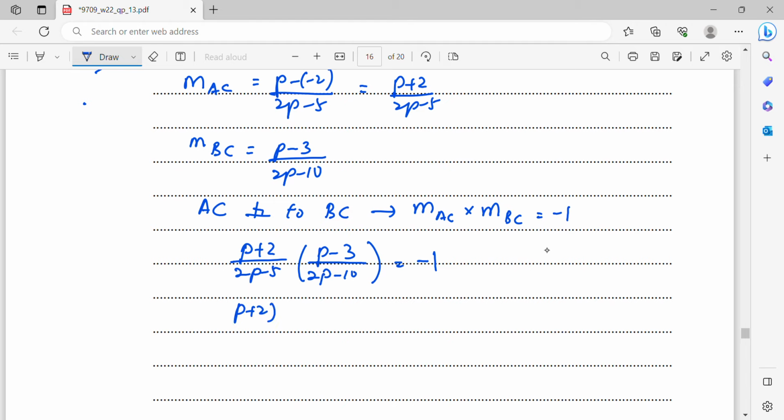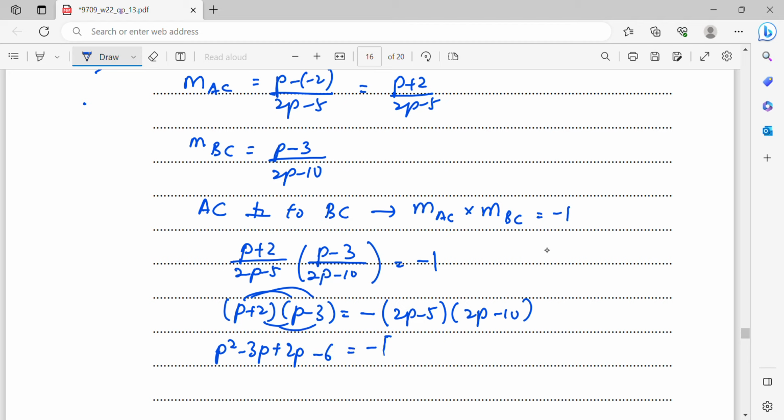So I will write (p + 2) multiplied by (p - 3) is negative, negative 1, you can just write negative, then (2p - 5) times (2p - 10). Okay, so now we need to do expansion. When we do expansion, p squared, here is minus 3p, then plus 2p, minus 6 equals to, keep the minus outside. 2p times 2p is 4p squared. 2p times minus 10 is negative 20p. Then here is going to be negative 10p. At last, plus 50. But then don't forget the negative.